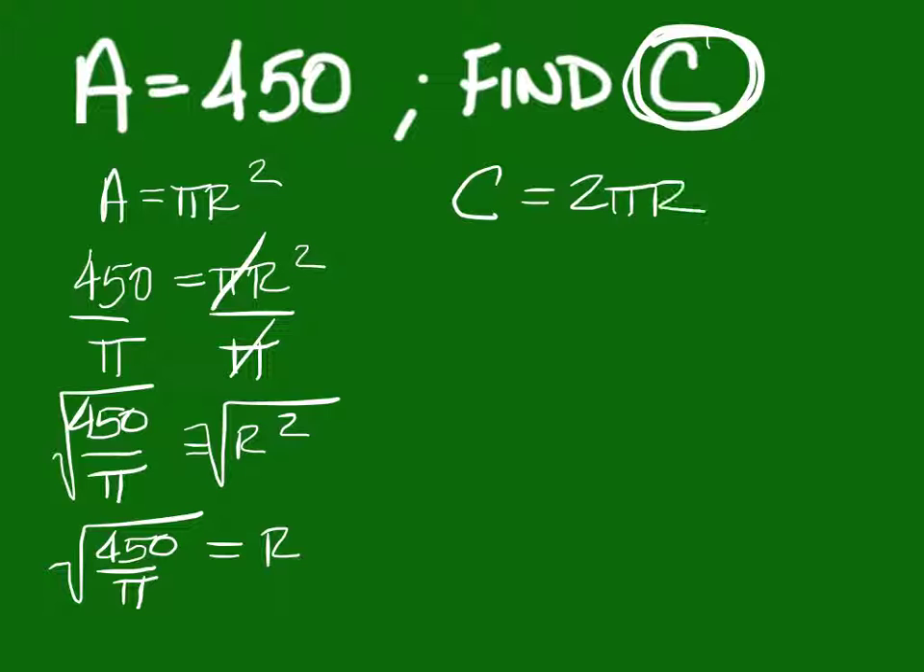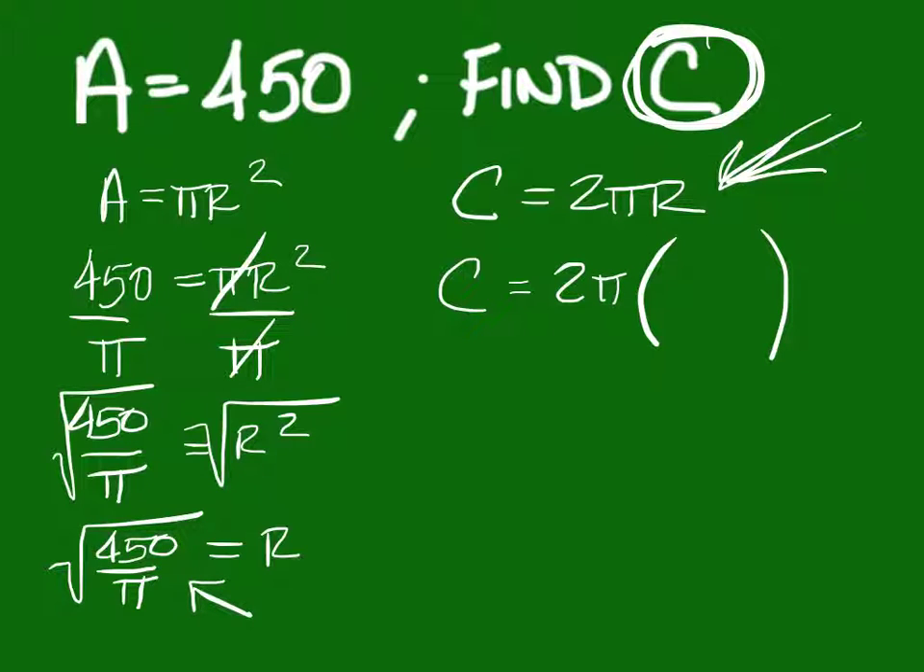What you want to do is plug in what you just found here for r into this position for r in the circumference formula. So keep the 2 pi, but where you see an r, put a set of parentheses and write square root of 450 over pi. And then go back and simplify that.